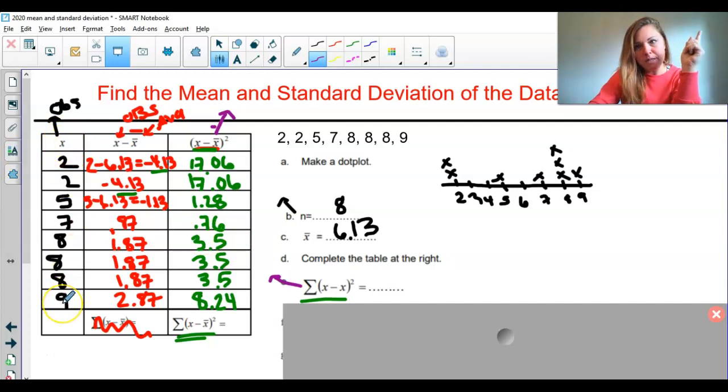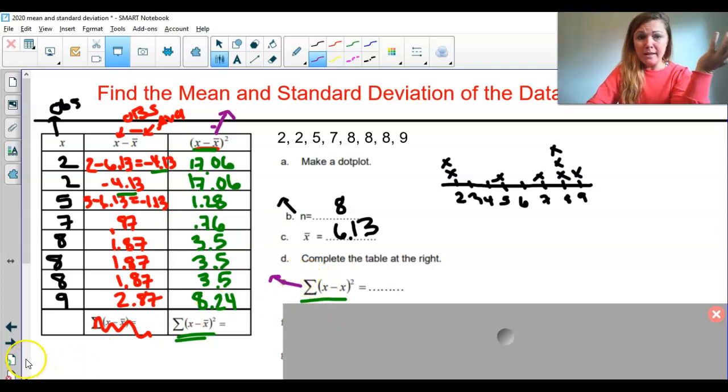The first column is all of your observations. The second column, that is taking all of your observations and subtracting the mean from it. That's what we did for the second column. The third column is the answers from your second column squared. And finally, this part right here, we're taking that third column and we're finding the sum of it. We're adding it all together.